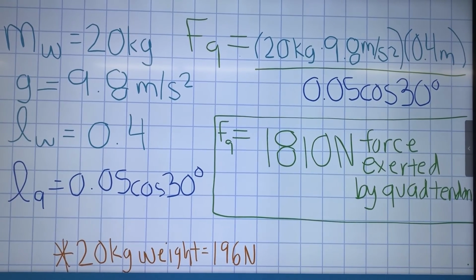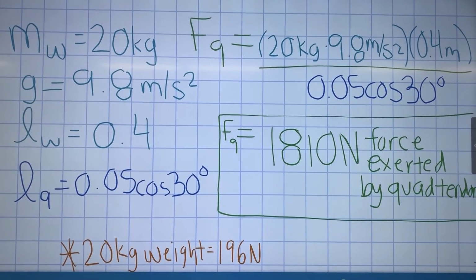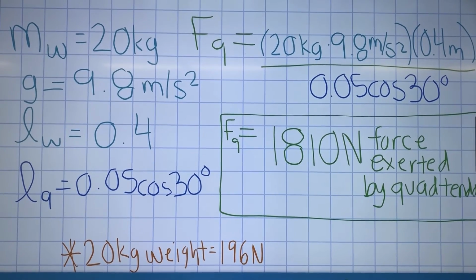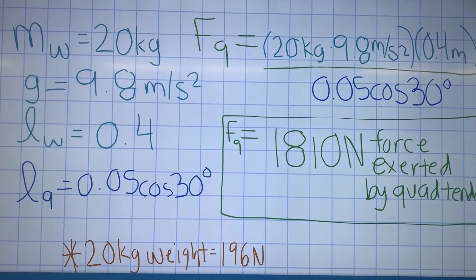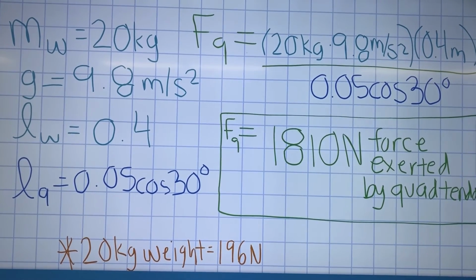I just wanted to note here at the bottom in orange that 20 kilograms of weight is about 196 newtons. So in this particular equation, the quad tendon needed to exert about 10 times the amount of the actual weight.